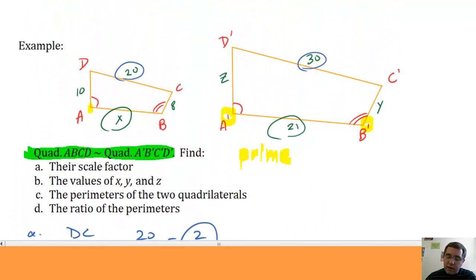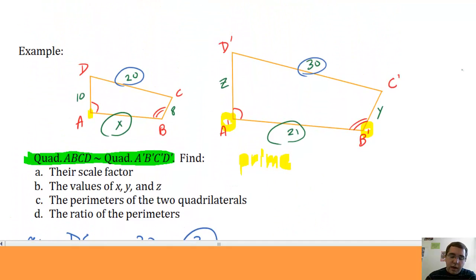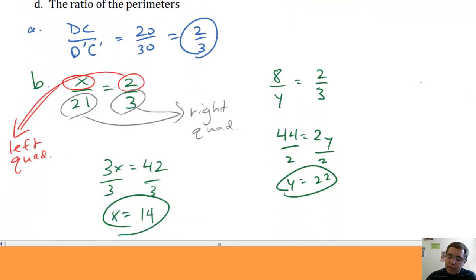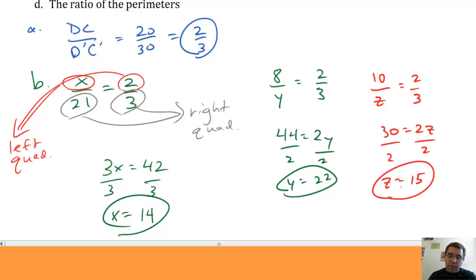And then we need to solve for z. We'll do it the same way. Z corresponds with that 10. Again, z is on the right quadrilateral, so it's going to go on the bottom. The 10 is going to go on the top. Equals 2 over 3. So 30 equals 2z, which means z equals 15. So ratios and proportions play a huge role in similar polygons.